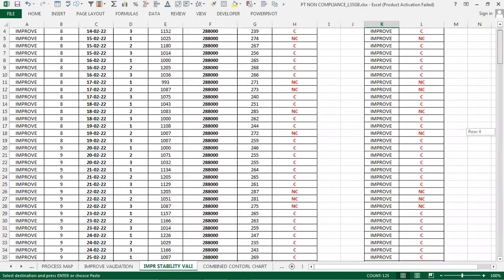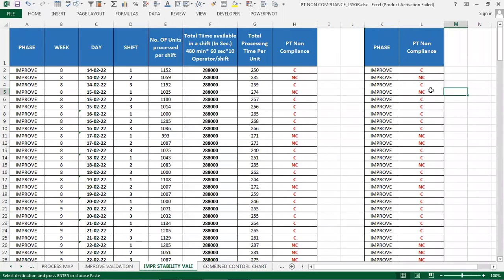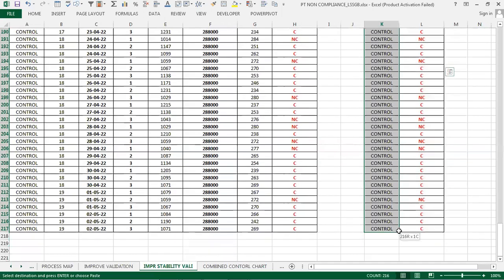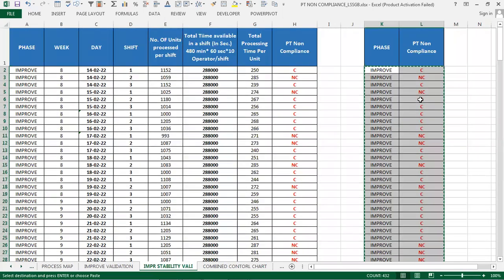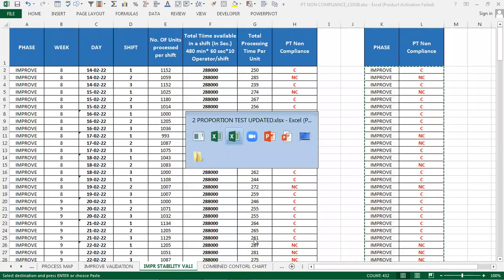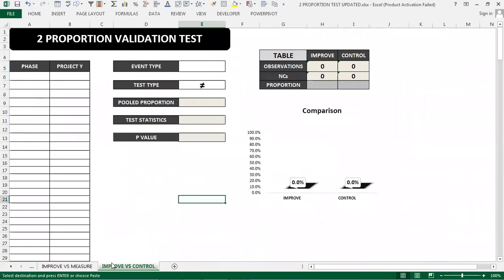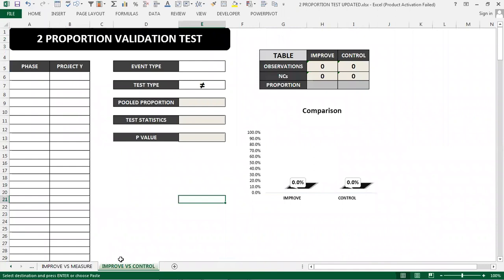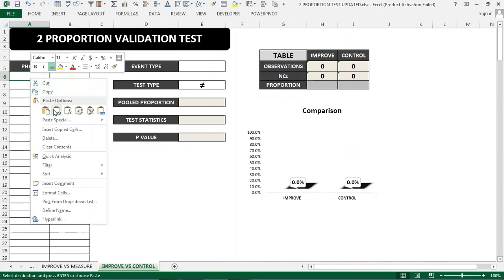So now I have the data ready. All I need to do is select data from here and not from the titles. From here, the improve and control phase data, both together for two columns. I'm going to right click, copy it, and then go to our two proportion test tool. Here we have different sheets: one for improve versus measure, and this one for improve versus control. So we are going to choose the improve versus control sheet, right click, and paste it.